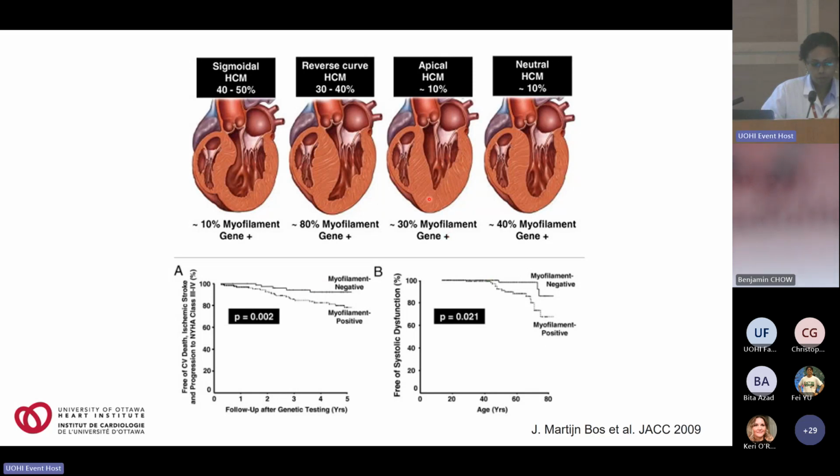Apical HCM, which we sometimes encounter, accounts for 10% of these patients. It's not associated with the LVOT obstruction that we see in 1/3 of the cases in the other morphologies, but it can be complicated by mid-ventricular obstruction or aneurysm formation and so on. And this is to show that those that are gene positive have worse cardiovascular events or prognosis.